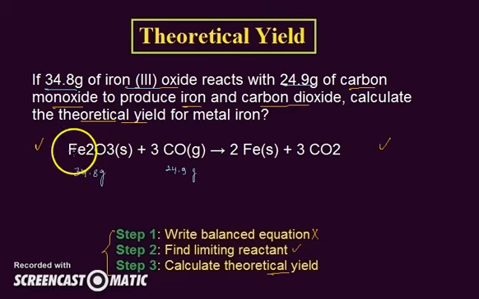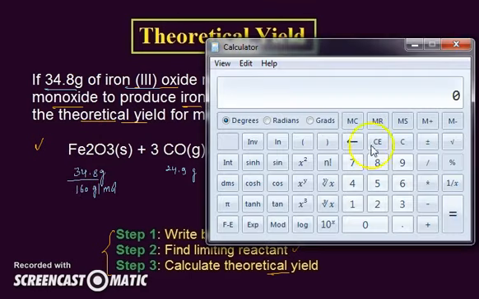The molar mass of iron oxide is 160, and the unit is gram per mole. We divide these numbers to get the moles of iron oxide. We use a calculator. The mass is 34.8 and it is divided by the molar mass, that is 160. And this is the value we get, 0.2175.